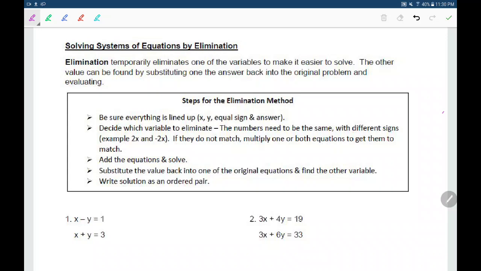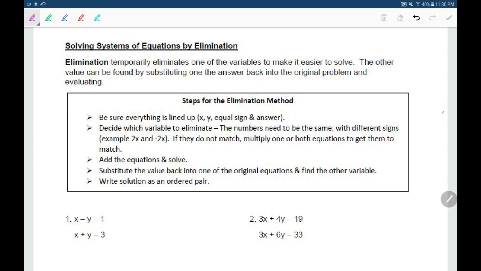So this is an introduction on the elimination method used to solve a system of equations. Just to recap, a system of equations is when you're dealing with two or more equations at one time. If we're looking at a graph, it would be where your graphs would intersect. So you're looking for the point or points that your graphs or equations have in common.